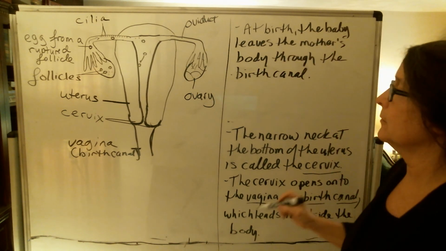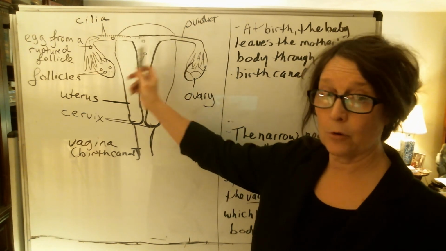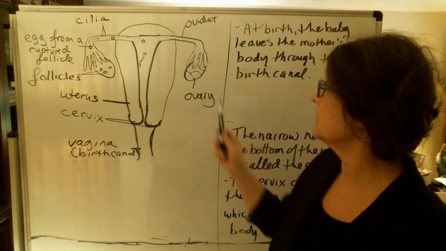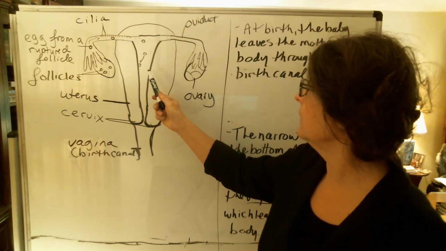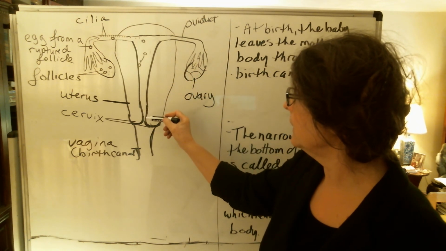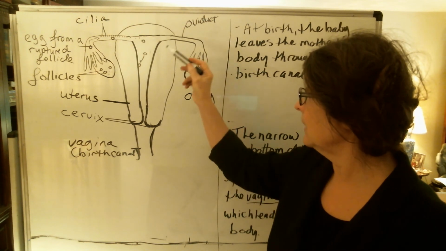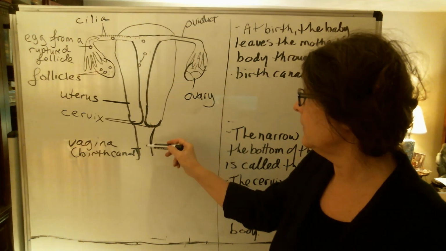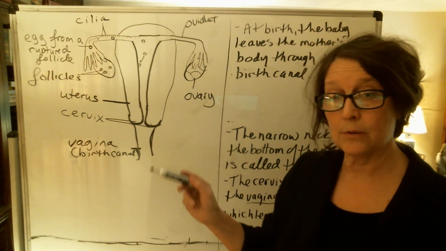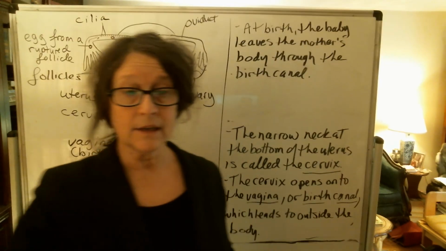So the baby winds up developing in this chamber, which grows considerably, and the uterus, as I said, spreads out considerably during gestation. But then the baby will then come down here. It will pass through the cervix, which does dilate to allow the baby through, and then the baby passes through the vagina or birth canal to the outside world. And that's the end of this lecture.